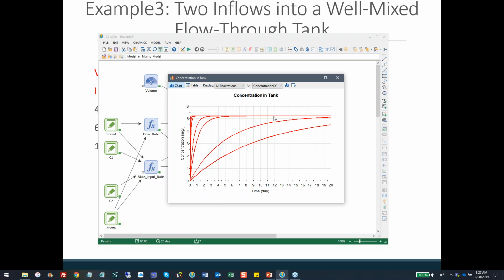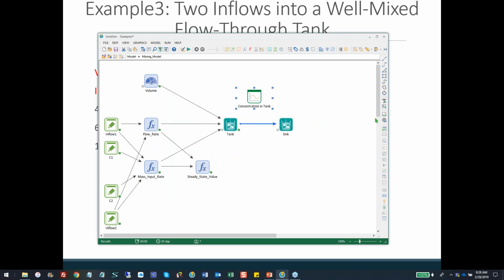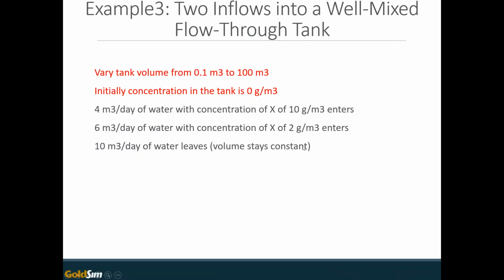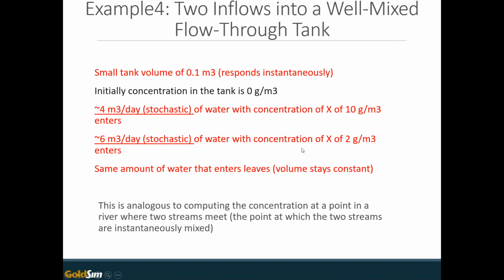The volume doesn't affect the steady state. In all these cases, my final steady state concentration is the same. Okay? What it changes is how quickly the concentration in this tank reacts. How long does it take to react? And that's got some important implications for more realistic modeling. Okay?